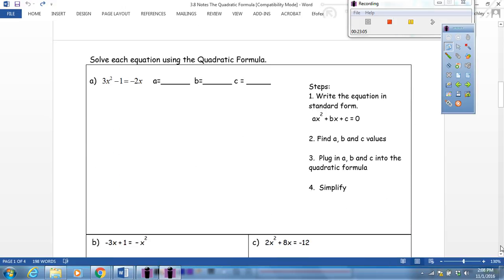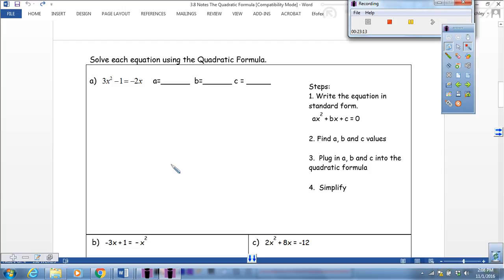So why do we need to know this, and how do we use it? Here's how we're going to use it. We've learned how to solve a quadratic equation by factoring, by graphing it, and by square rooting it. But all three of those have issues. I can't always factor because not everything can be factored.